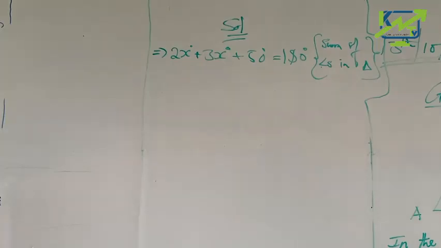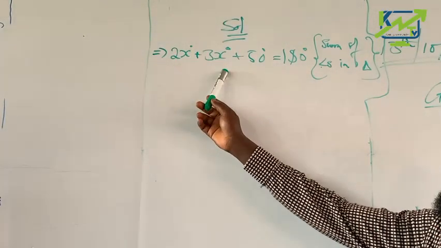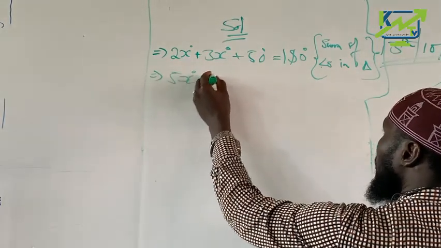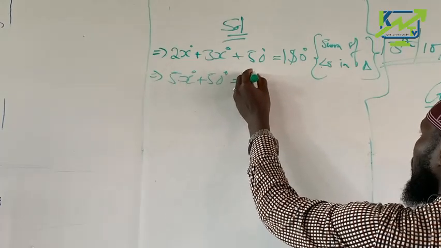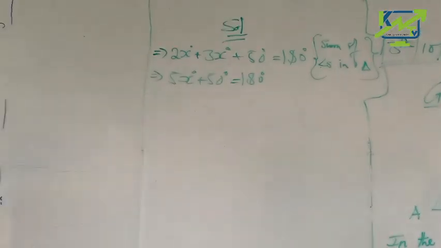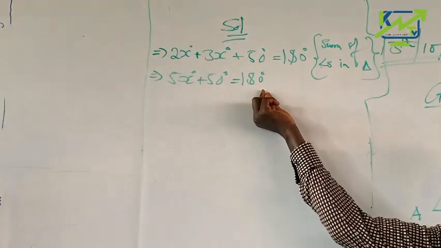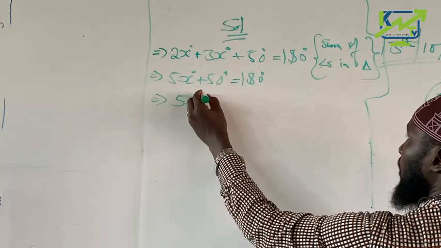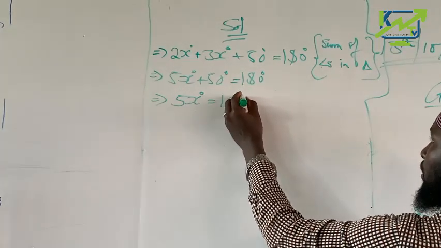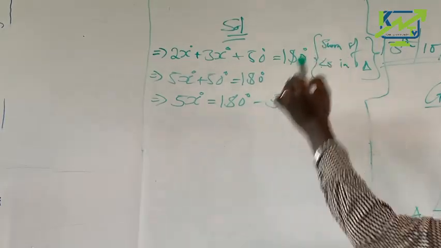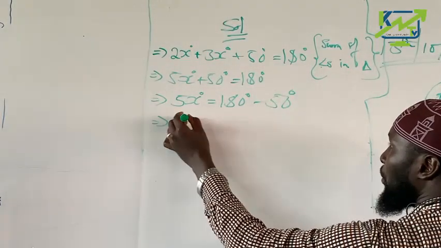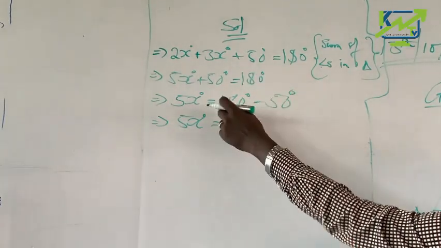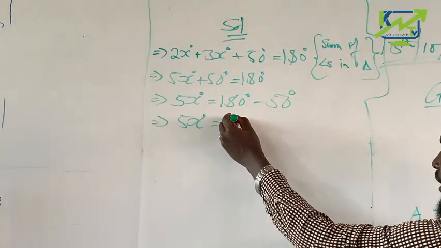Good. Now since these are the same term, we can add them. When we add them at the end, we are going to have 5x degree plus 50 degree equals 180 degree. So from there, we collect the like terms. This 50 degree and 180 degrees are the like terms. So we set 5x degree equals 180 degree minus 50 degree, which is 130 degree.